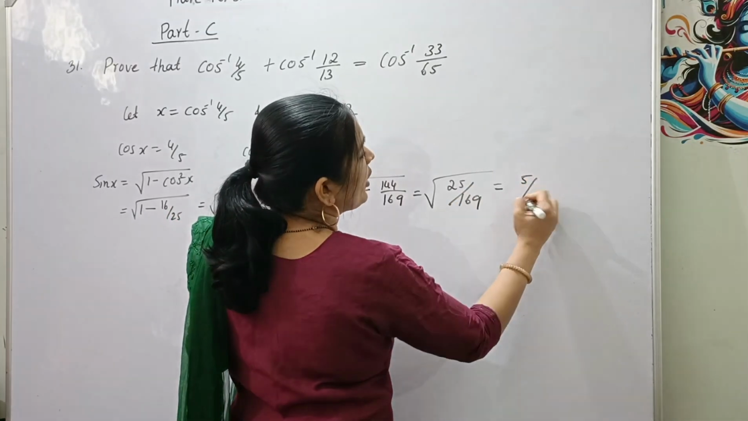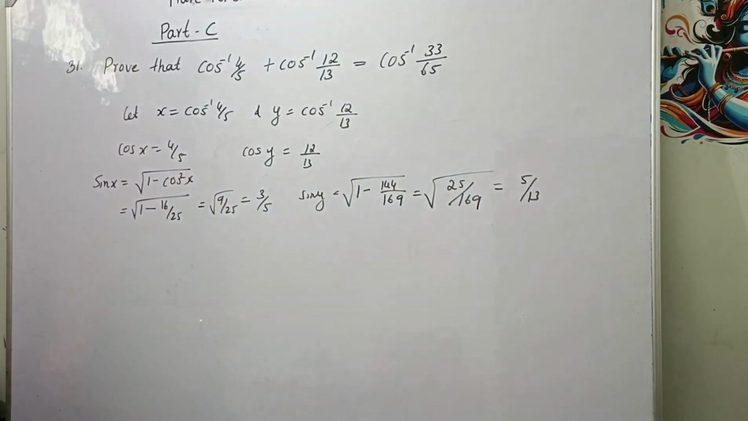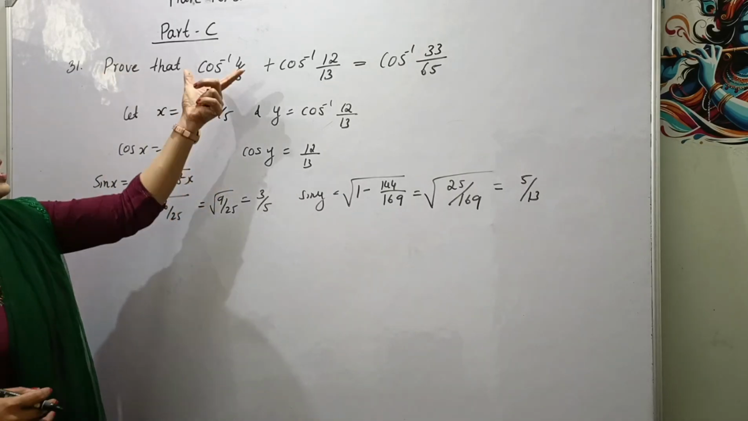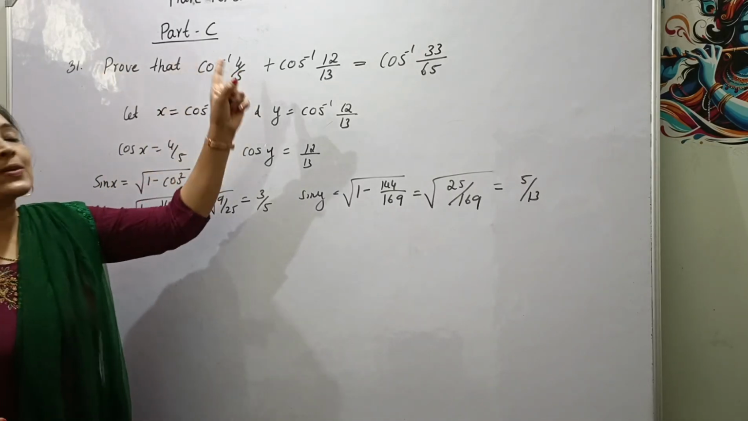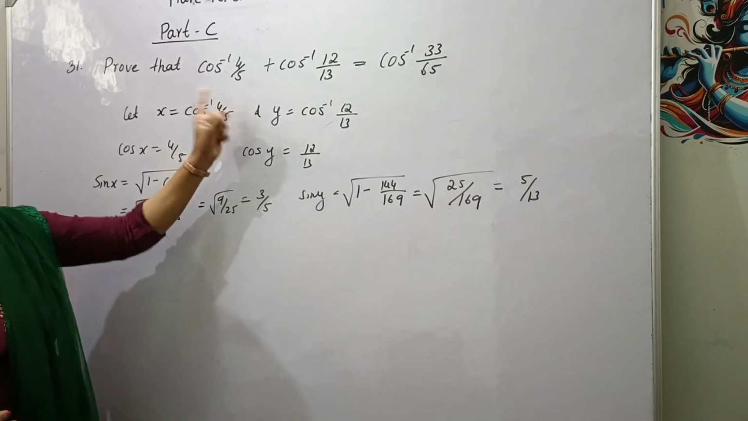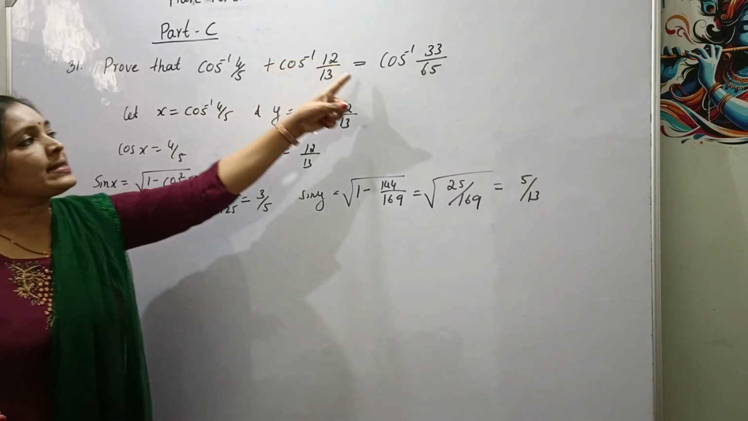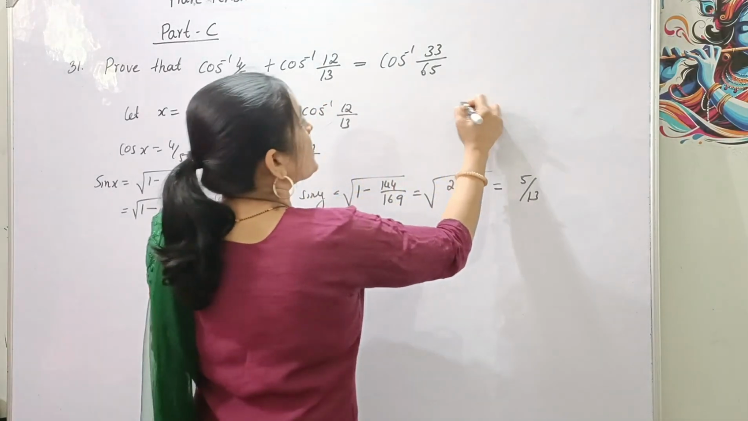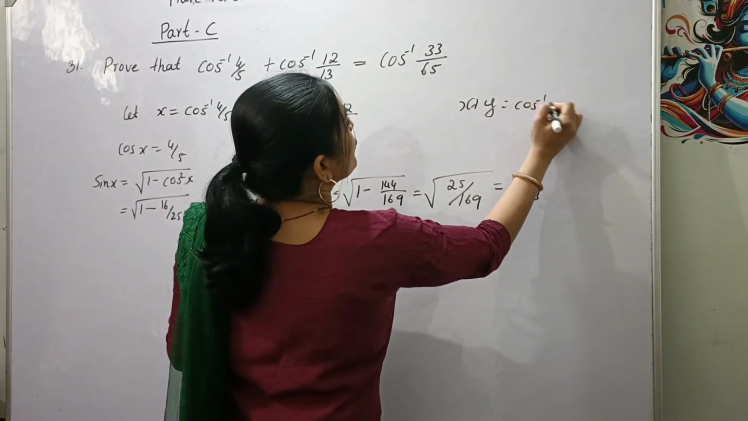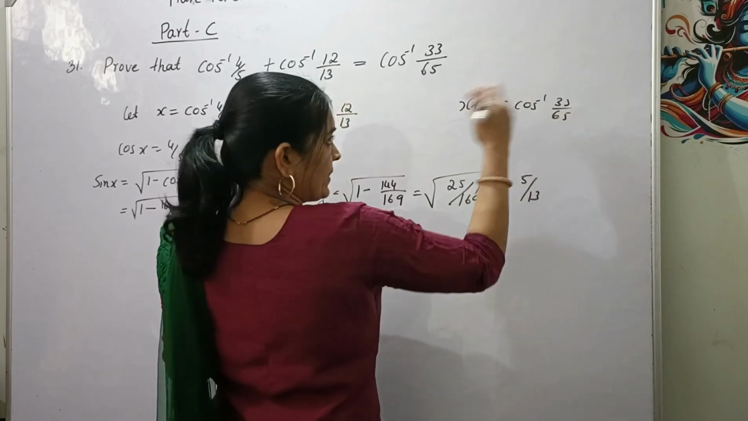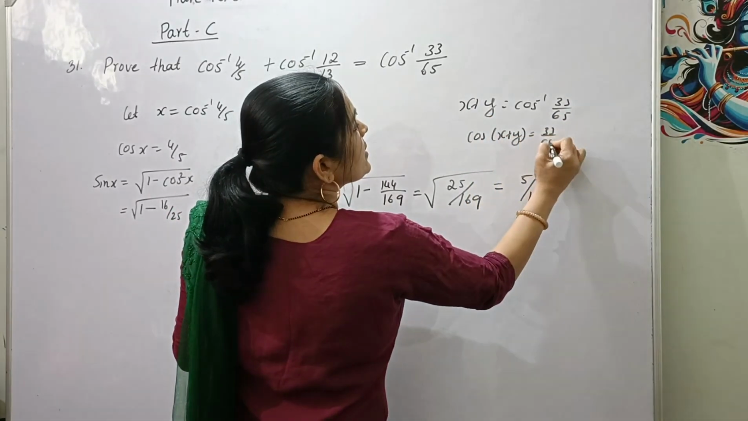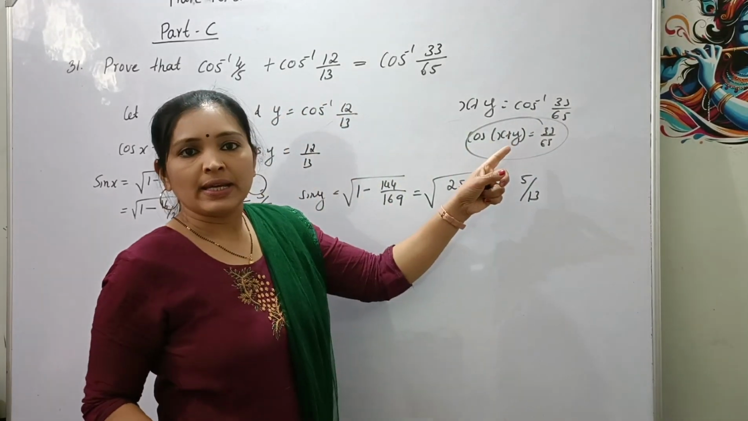That is equal to 5 by 13. Now we have got cos x, sin x, cos y, sin y. So here we have to prove cos inverse 4 by 5 plus cos inverse 12 by 13, that is x plus y, is equal to cos inverse 33 by 65. That means cos of x plus y is equal to 33 by 65. This one we have to prove.